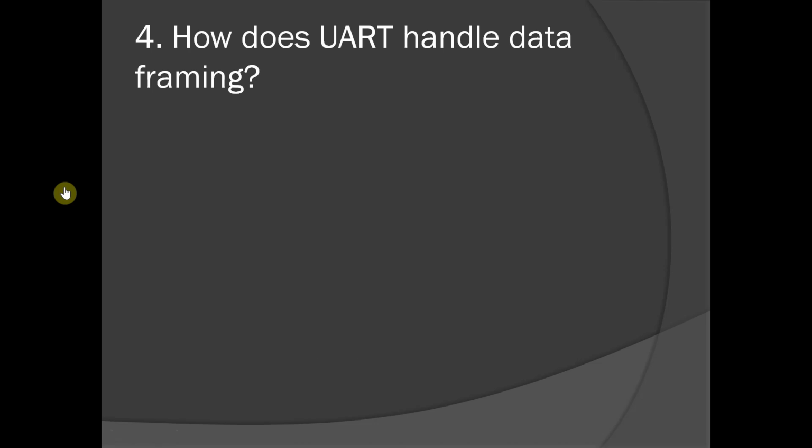The question is asking what is the significance of the frames, and how does the UART handle the data frames. If parallel data is received by the UART transmitter, then the UART transmitter will add some bits and make a frame, such that the UART receiver can acknowledge whether it is receiving data or not.